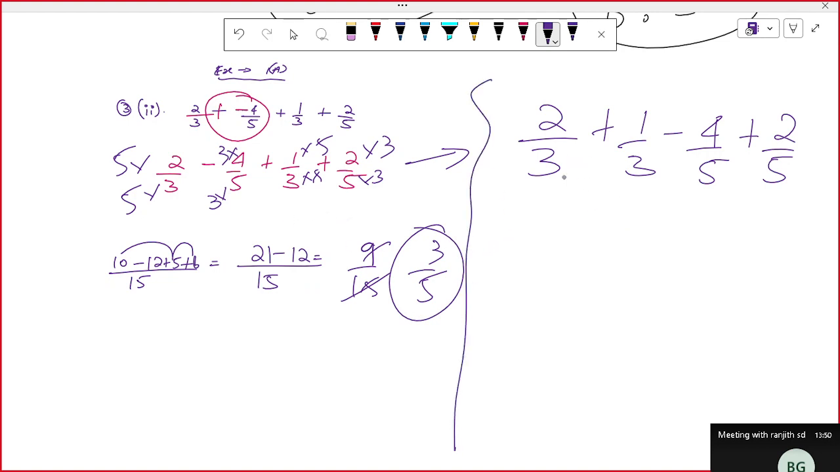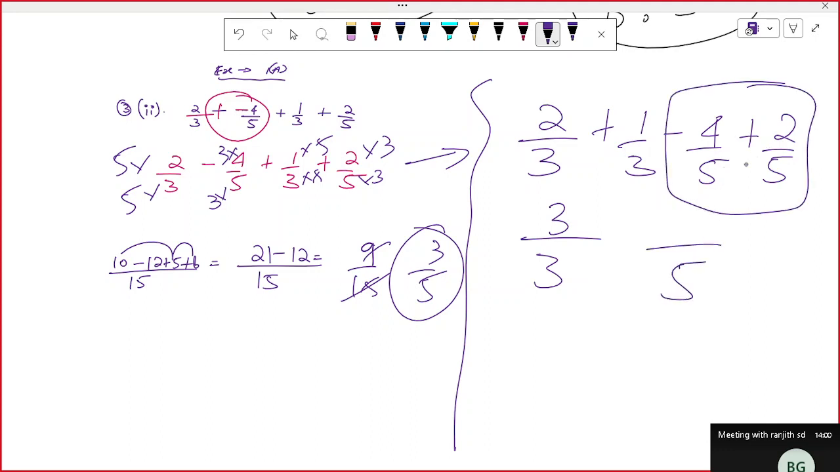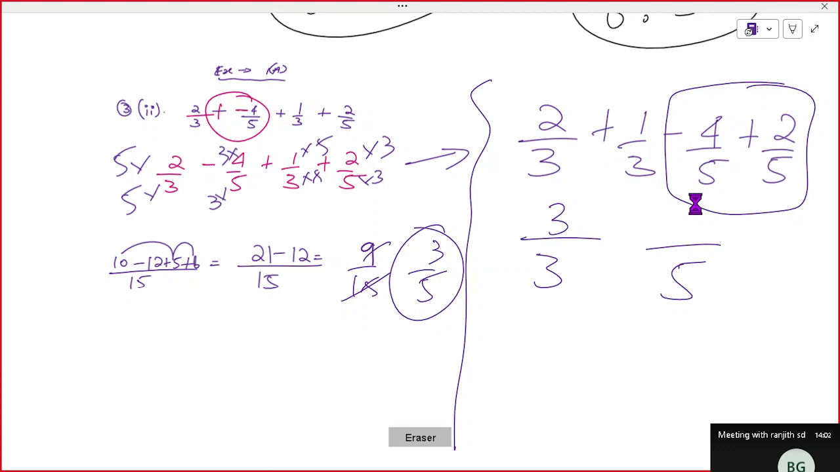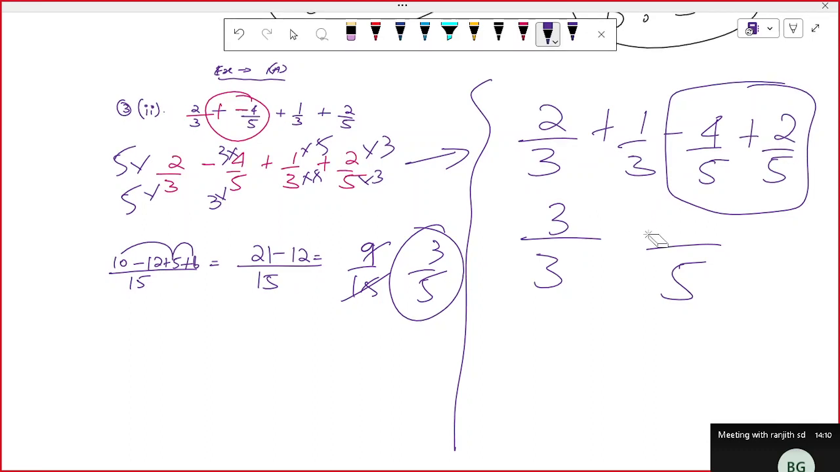Okay, you can arrange like this and what do you get for this? LCM 3, 2 plus 1 is 3. Okay, for this, the denominator 5 is common. -4 plus 2, -2. It's not 6. Don't add 4 plus 2. It is -4 plus 2. Subtract. Yeah, -2.